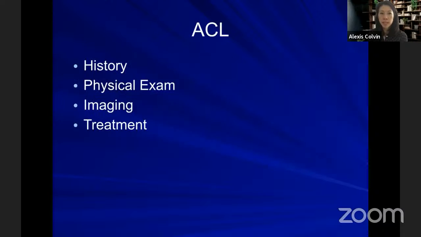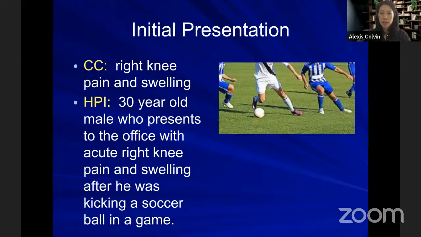So there are four components that I'm going to go through in terms of seeing a patient with an ACL injury in the office. We'll go through the history, the physical exam, imaging, and then the treatment. Next slide, please. Here's a very typical presentation of a patient with an ACL injury. The chief complaint is right knee pain and swelling. It's a 30-year-old male who presents to the office with acute right knee pain and swelling after he was kicking a soccer ball in a game. Next slide, please.